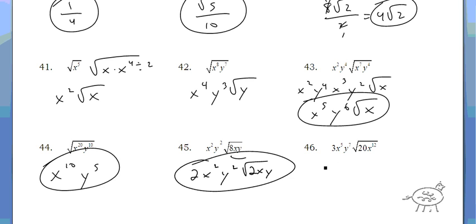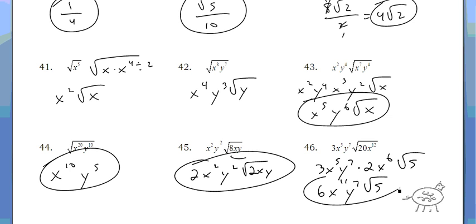Okay, this one, again, I'm going to write this 3x to the 5th, y to the 7th, and then I'll take the square root of 20 is 2 root 5, and there's a 5 left over. 12 is an even number, so 12 divided by 2 is 6. And then put it all together. So 3 times 2 is 6, x to the 11th, y to the 7th, and I have a root 5 left over.